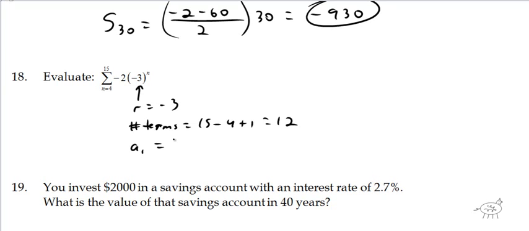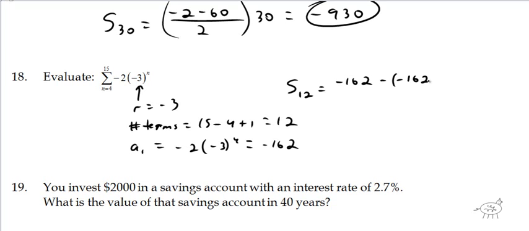Okay? And we need a sub 1. We need our first term. Of course, you plug a 4 into there. So negative 2 times negative 3 to the 4th power gives us negative 162. So now we have S sub 12 equals A sub 1, so negative 162 minus, I'll put that in parentheses, negative 162. You got double negative, so just be careful. And then it's negative 3 to the 12th power. Again, that needs to be in parentheses, the negative 3. Otherwise, it'll just be a negative number. It's supposed to be positive. And then over 1 minus negative 3. Again, that being in parentheses, lots of parentheses.